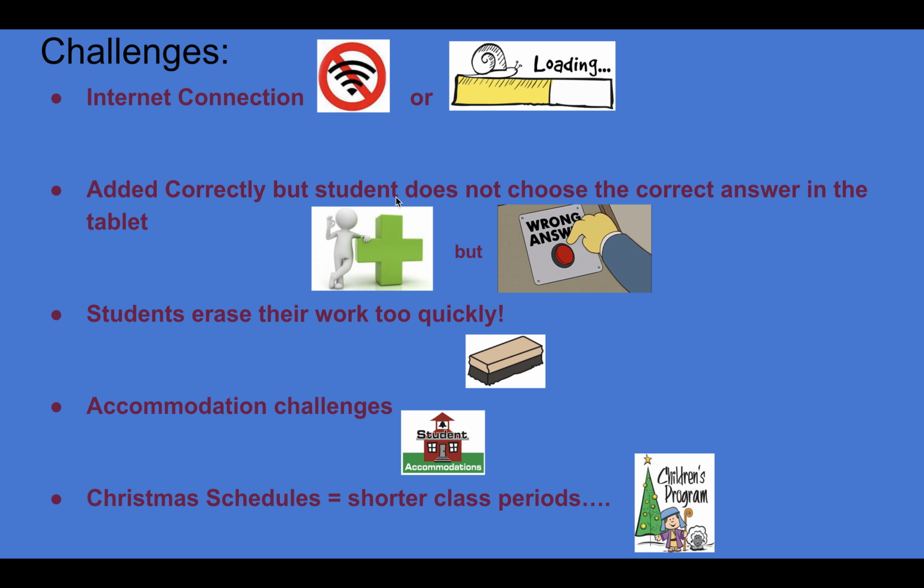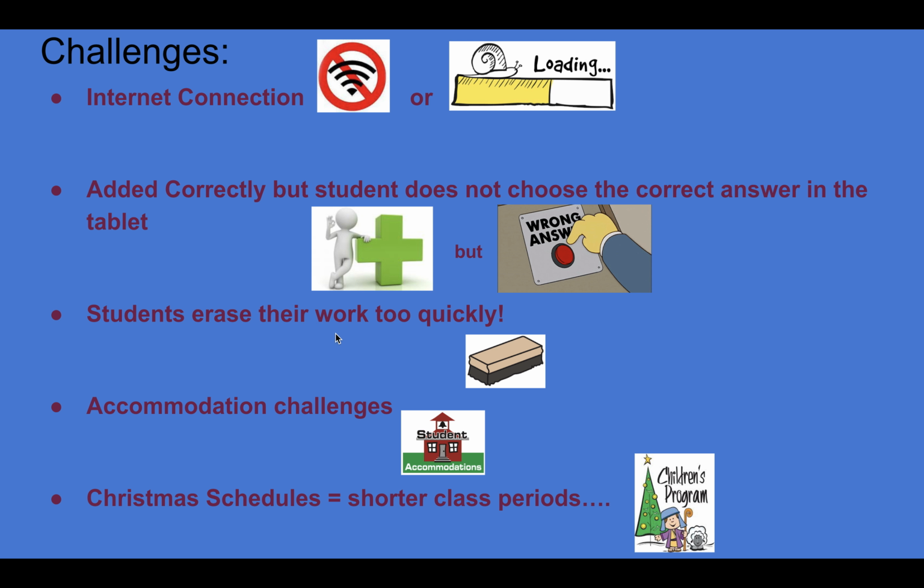The other thing is sometimes students add correctly, but they don't choose the correct answer on the tablet. So they did their math right, and then especially my student who has fine motor delays, even just clicking the correct button on the screen, he clicked the wrong answer, even though he did the work correctly, and that was kind of frustrating for him.